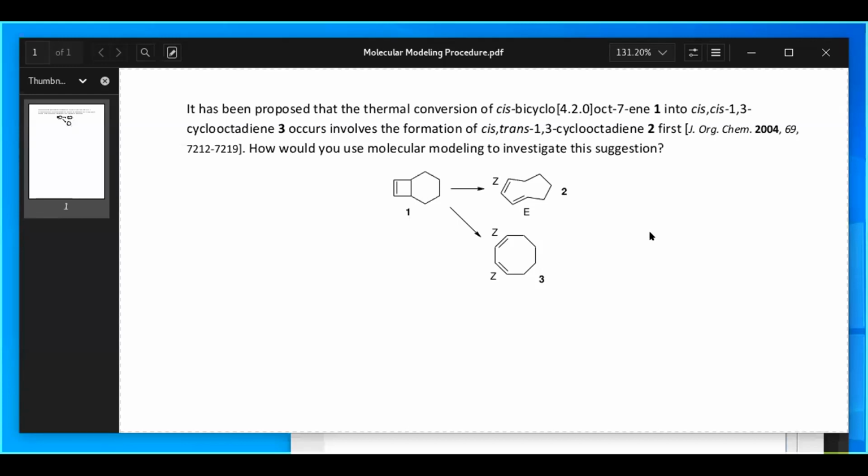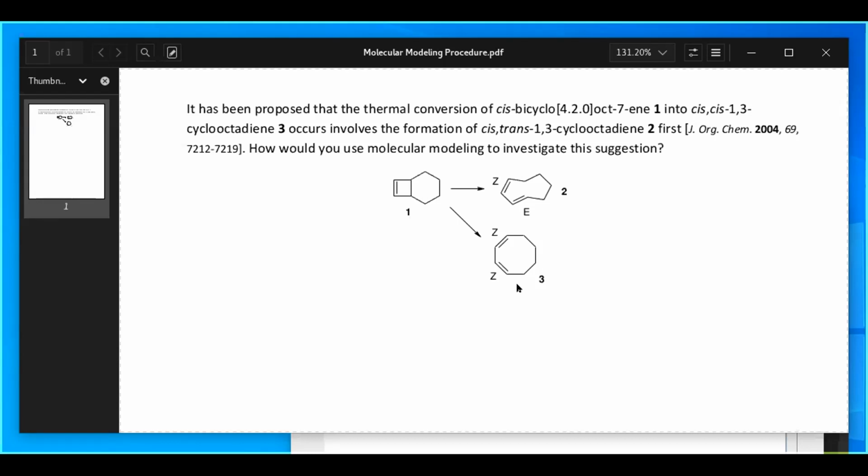This goes back to where we started. In our very first lecture, we had a look at how we approach molecular modeling problems, and we said that there are 4 stages in trying to solve problems using molecular modeling. The 4 stages are: 1, you have to define the problem. The second stage, you have to build the model. The third, you do some calculations. And then finally, you analyze the results. So I'm going to try and see whether we can use molecular modeling to investigate the suggestion.